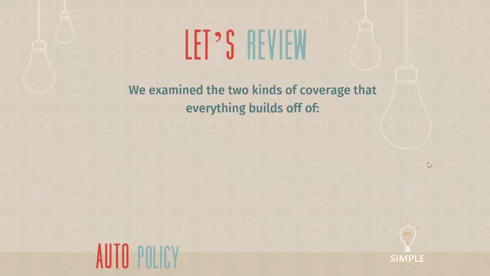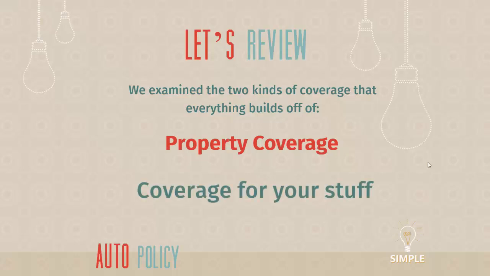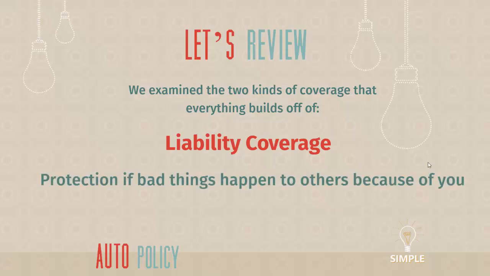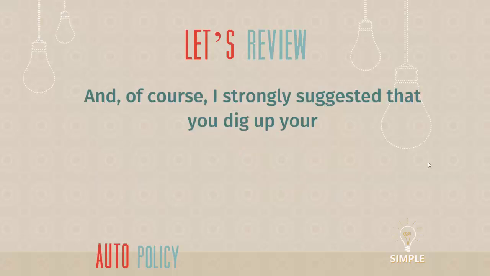All right, let's review what we did last time, what we've been building to with this video. The last video was the foundation, the two basic parts that every auto and home policy is made up of. Property coverage is the first one, and that is coverage for your stuff. Liability coverage is the next one. That tends to be the one that's a little harder to understand, and that is protection if bad things happen to others because of you, not just on your own property, but out in the world as well.